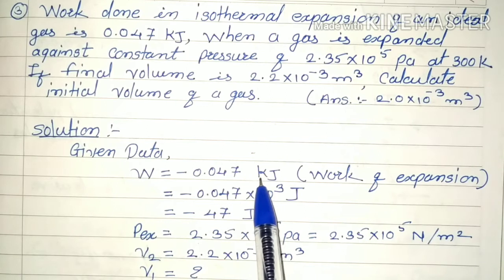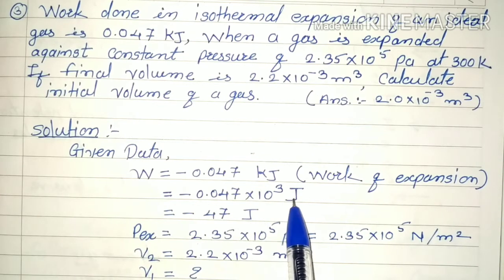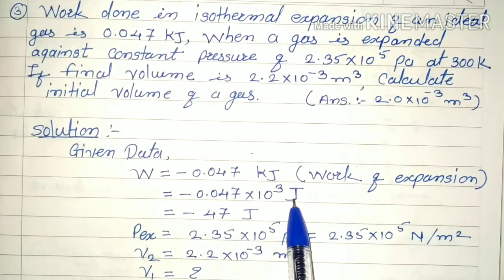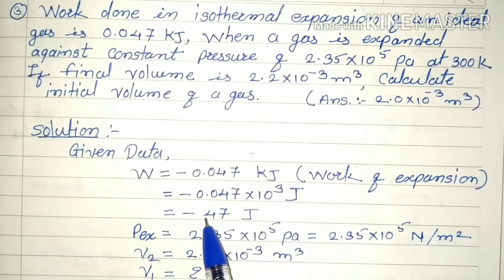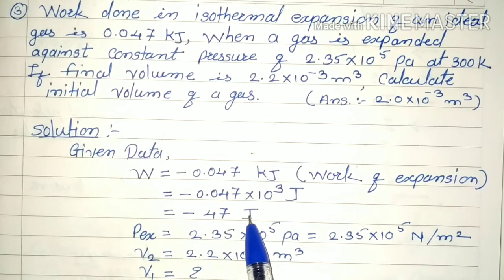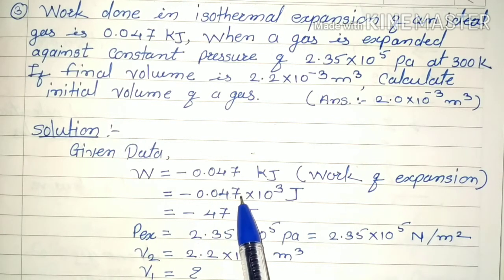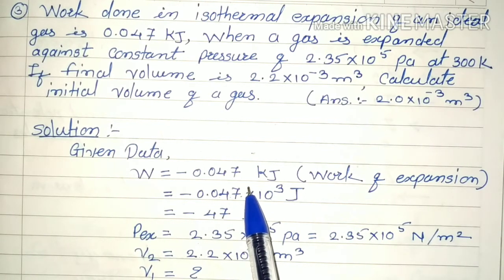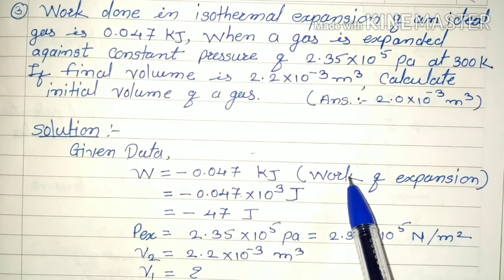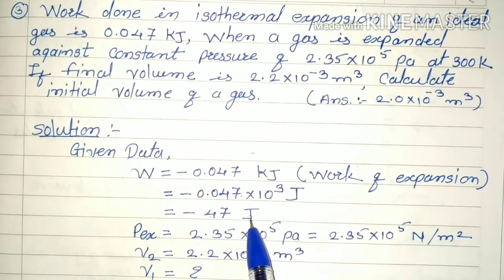Now we have to convert this kilojoule into joule by multiplying by 10 raised to 3. Kilojoule has to be converted into joule, that means multiply by 1000, that is 10 raised to plus 3, which gives minus 47 joule. If we move the decimal point three digits to the right, we get 47 into 10 raised to minus 3. So 10 raised to minus 3 into 10 raised to plus 3 is equal to 10 raised to 0, and 10 raised to 0 is equal to 1. So W is equal to minus 47 joule.